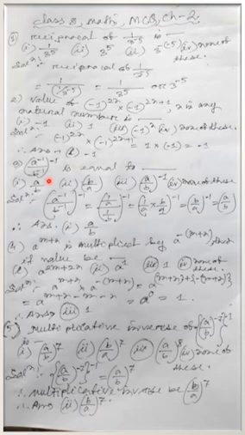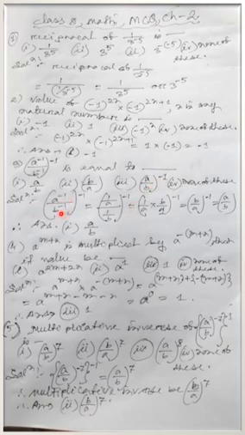Now next question. A to the power minus 1 by b to the power minus 1, whole to the power minus 1, is equal to: a by b, b by a, a by b whole to the minus 1, none of these. These options are given.